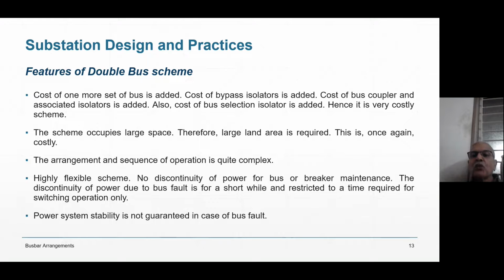Cost of bypass isolators is added, because we are using bypass isolators. And one means not one, because it's a single line diagram. Cost of one bus coupler and associated isolators is added. So it is a very costly scheme. And not only cost, because of that the space requirement is also more. So land is also costly. So very costly scheme, but very flexible.